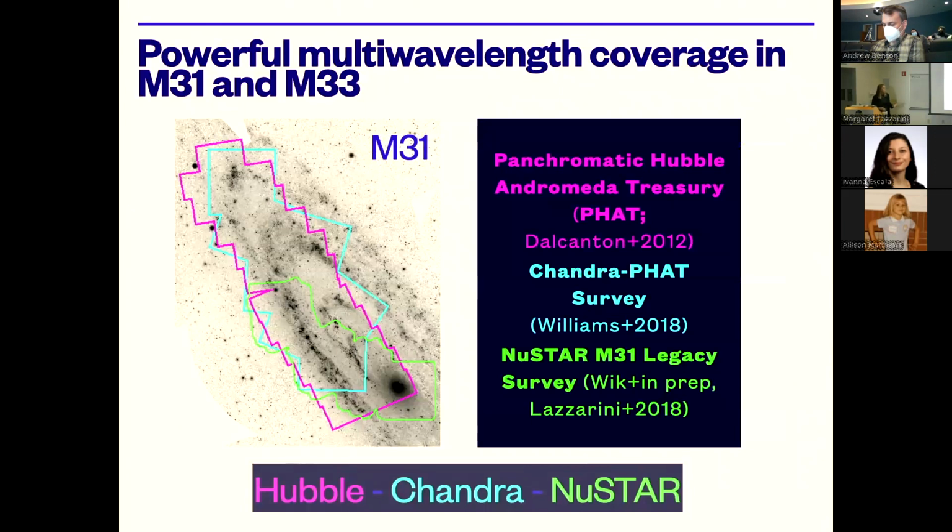So in M31, the HST data that we use is from the Panchromatic Hubble Andromeda Treasury, which I'll be referring to by its acronym, FAT. And then the cyan comes from a Chandra survey that was designed to overlap with the FAT survey, the Chandra FAT survey, and then in green is a NuSTAR legacy survey of the bulge and inner disk of M31. So you can see that there's not full coverage in the Chandra HST footprint from NuSTAR, but we were able to look into the sources that are in that overlapping area.